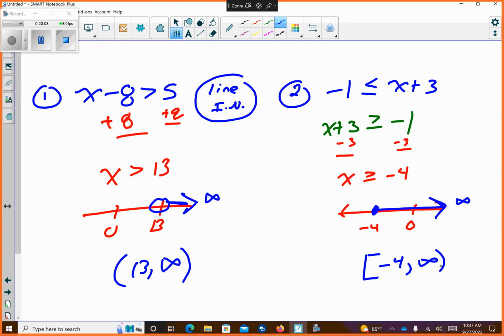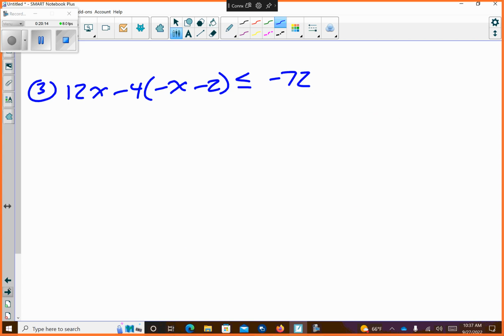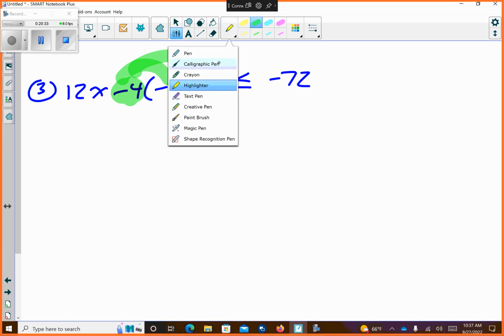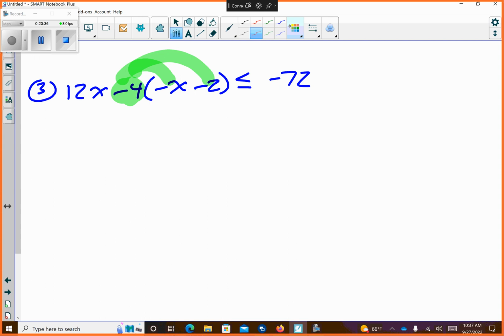Cool. All right, friends. Ready? Any questions? All right, number 3. Now I'm going to highlight this. Make sure you distribute that to both first. It's okay, Mason. It's not that scary. It looks scary. Very scary. It's not scary. What's going on there? It's okay. You'll survive. We'll just take it step by step.